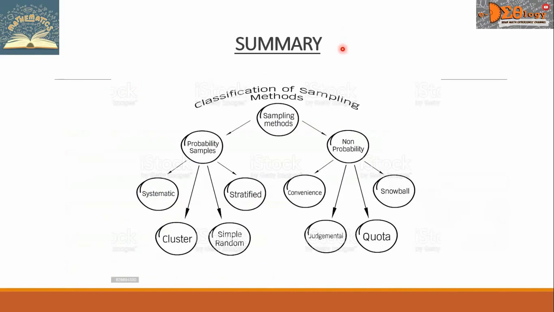To summarize, we have the classification of sampling methods, and these are probability samples and non-probability samples. Under probability samples, we have the random, the systematic, stratified, and cluster. For non-probability, we have convenience, judgmental, quota, and snowball.